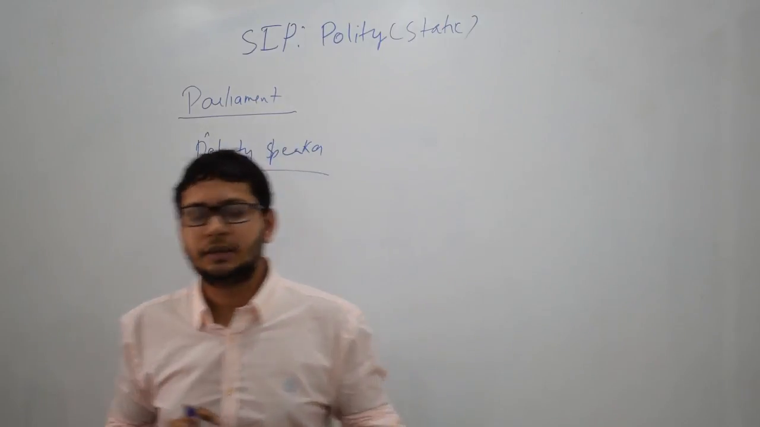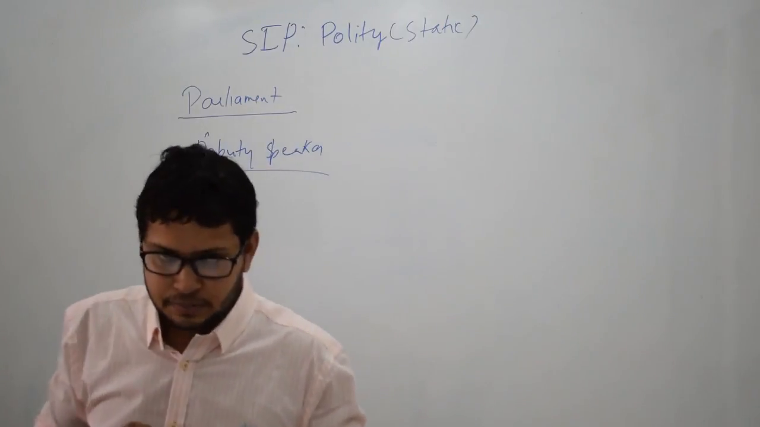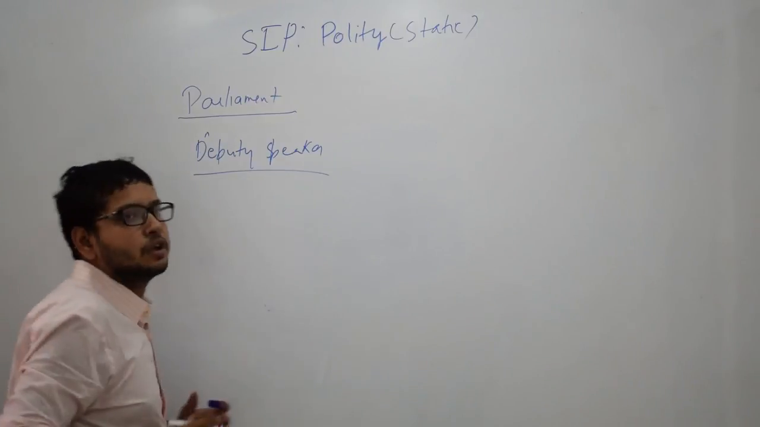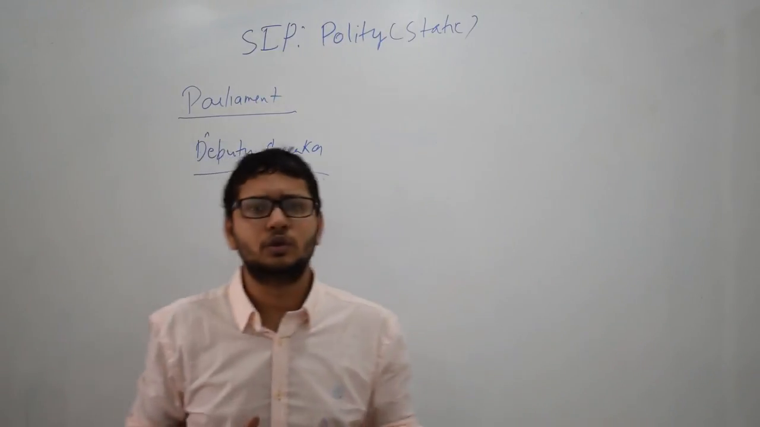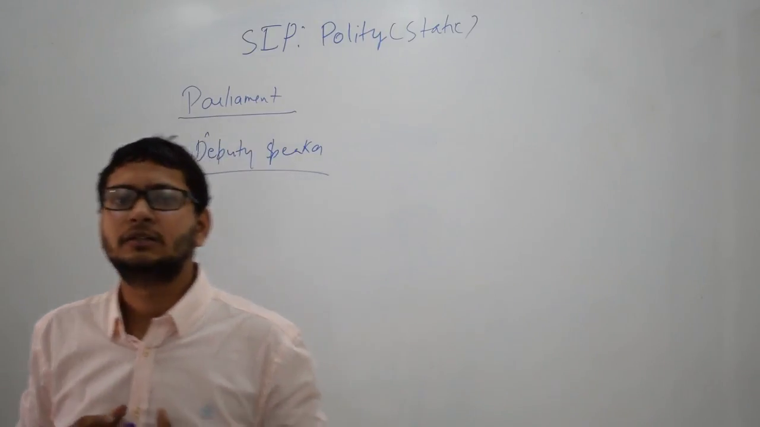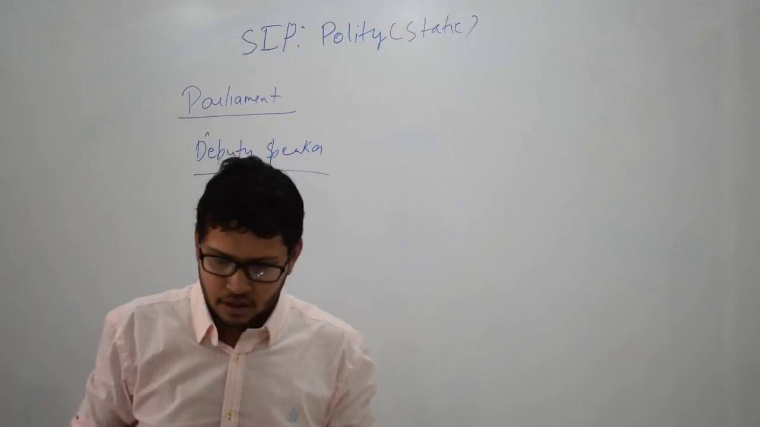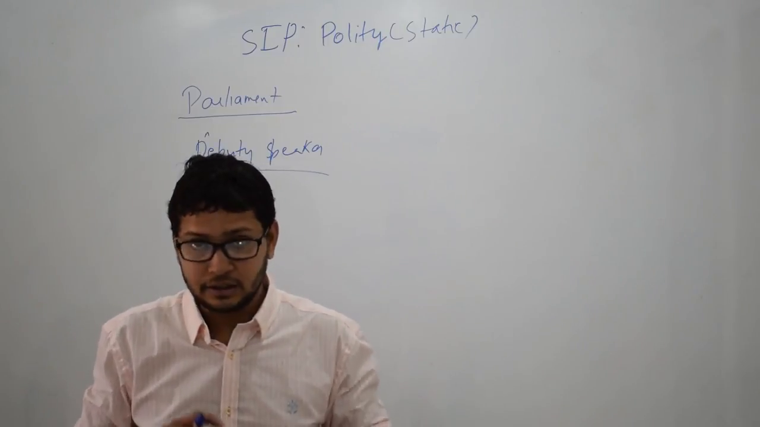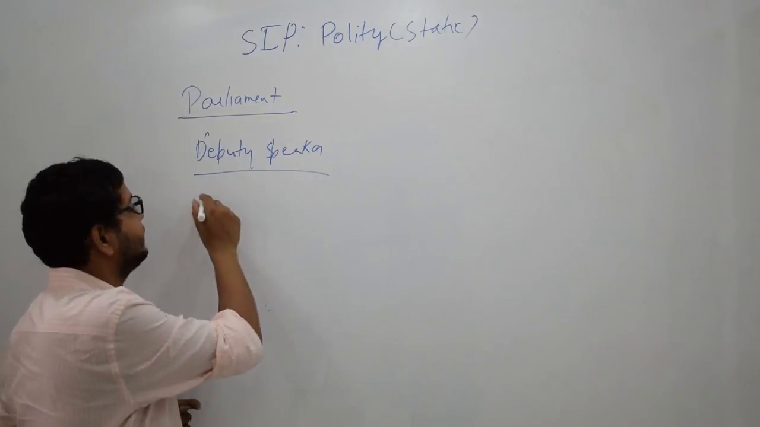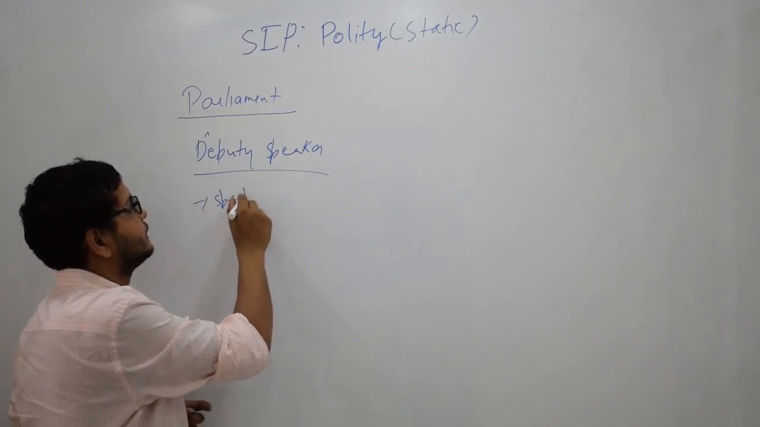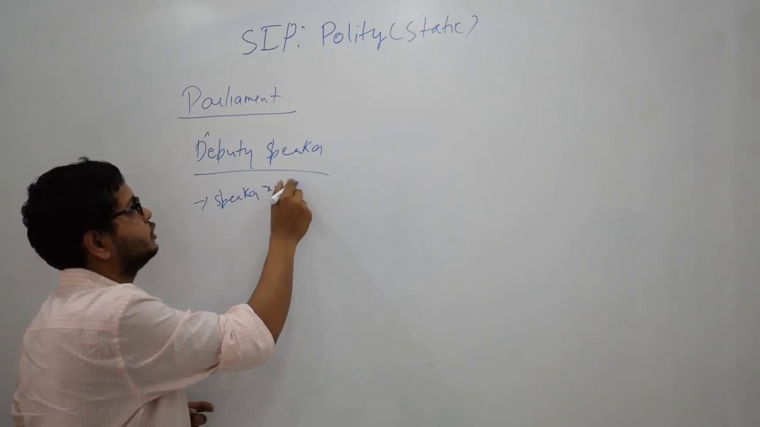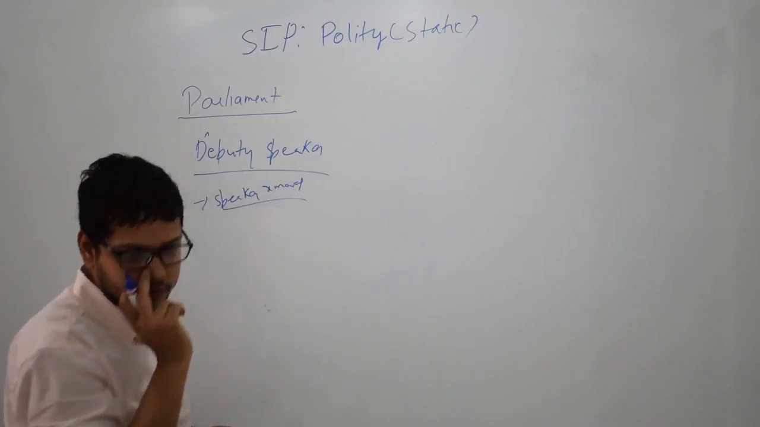So when we say Deputy Speaker is also elected by Lok Sabha members from among its members. So among those who have been elected in the Lok Sabha, one is selected as the Deputy Speaker. And how does he get removed? He gets removed in the same manner as Speaker gets removed. Same manner. There is no other manner in which he would be removed.